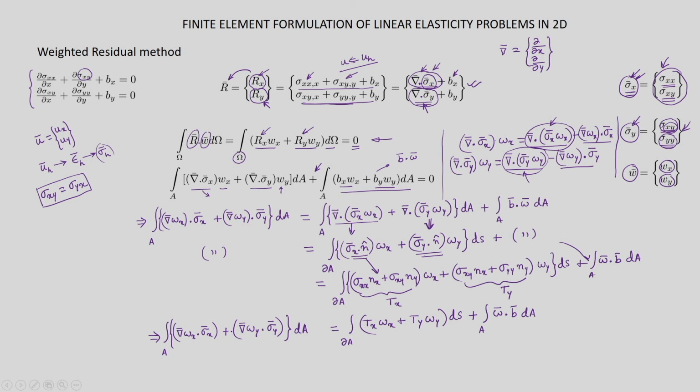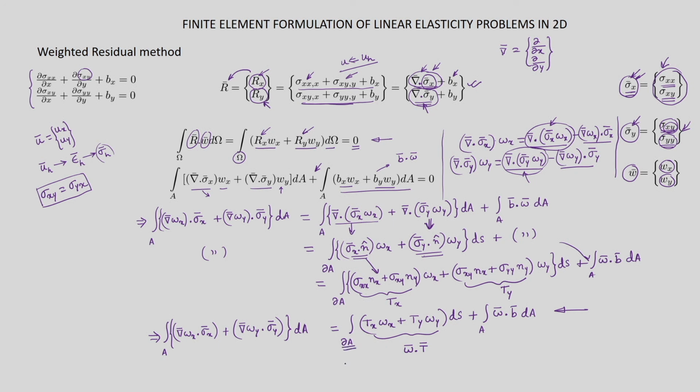So what we basically did was, in the first step, the integration by parts, and then we made use of the Gauss divergence theorem, and we end up with this equation. Now one thing to note: this we can again write as W dot T, because W has components Wx, Wy and T has components Tx and Ty. So this can be represented as W dot T. Now this is done over the entire boundary del A.